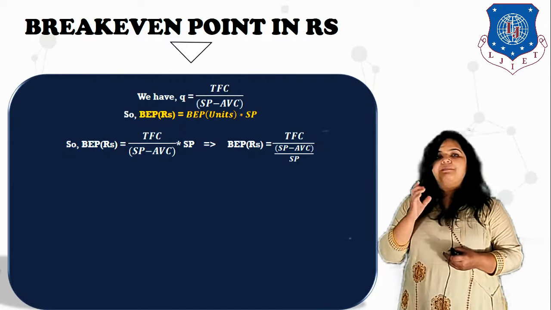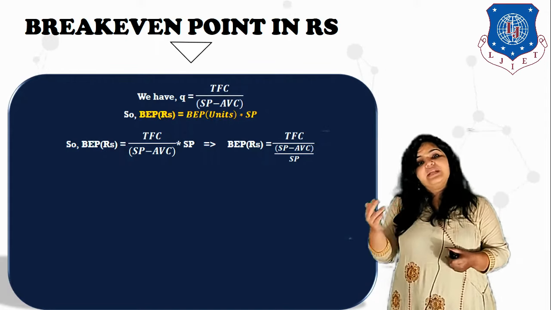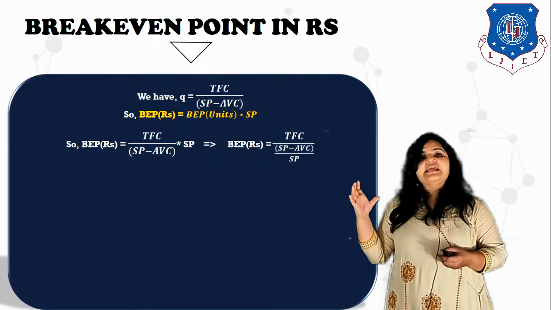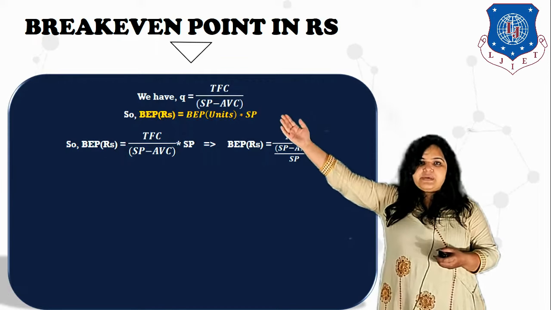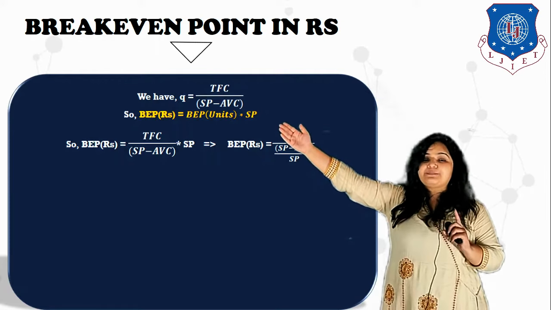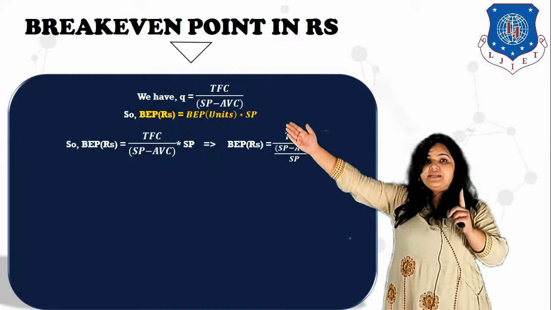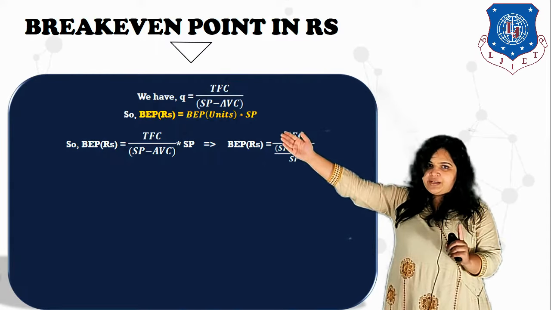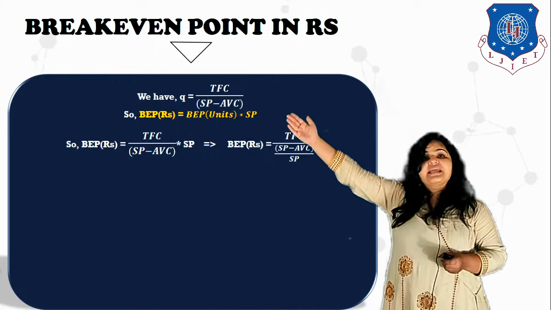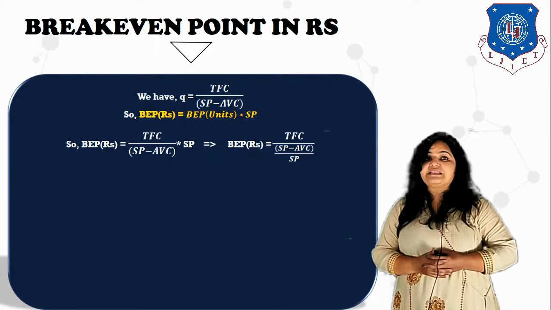Students, if break-even quantity is directly given to you, or if you reach break-even quantity in some manner, you can directly calculate break-even point in rupees by the formula break-even point in units into SP. Remember this. If you can find break-even point in units easily from the question, you will find break-even point in rupees by the formula: break-even point in rupees is equal to break-even point in units multiplied by selling price.